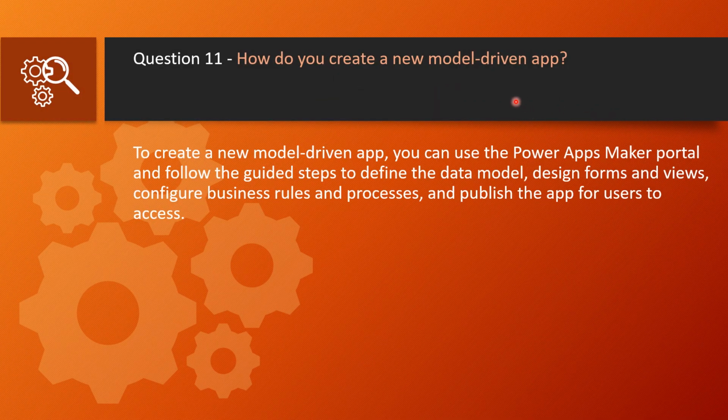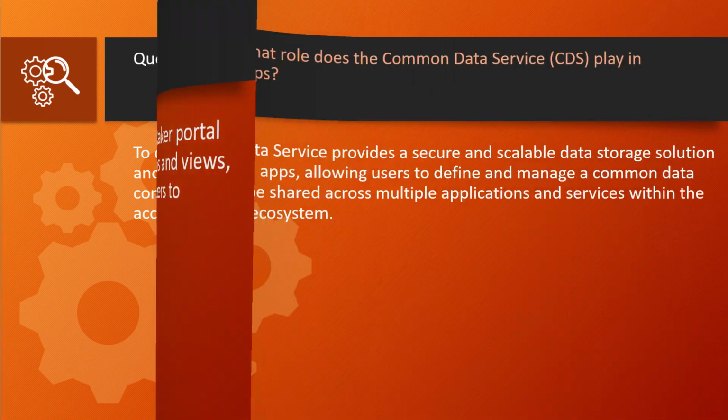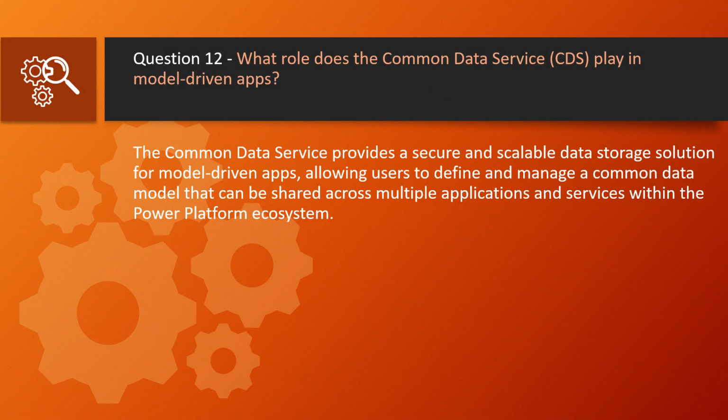Next question is, how do you create a new model-driven app? For creating a new model-driven app, you should use the Power Apps Maker portal and follow the guided steps to define the data models and design forms and views. You can also configure the business rules and processes. After that, you can publish the app for the end users to make it accessible.